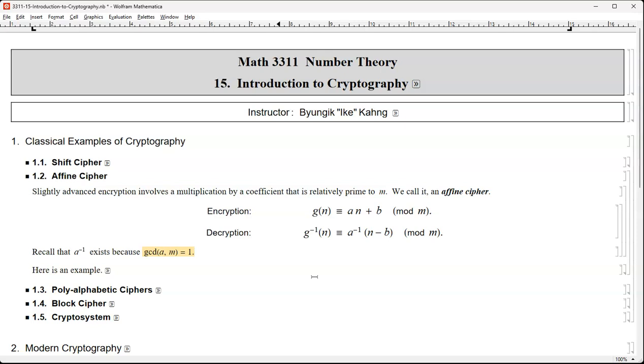And this kind of system is called an affine cipher, because this map here, G of N, is an example of an affine map. Multiplication and then addition. If you drop the addition, this kind of map is called a linear map. Linear map plus something, that's called an affine map. Here's an example.